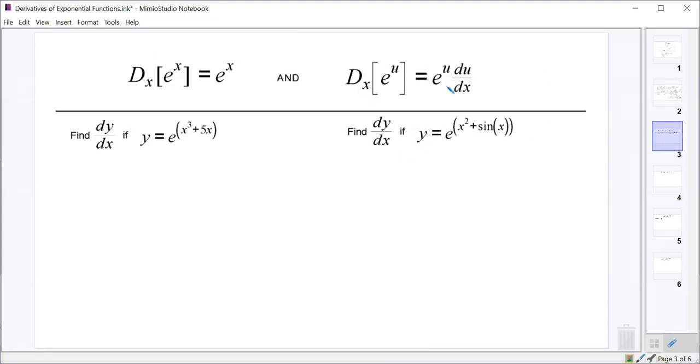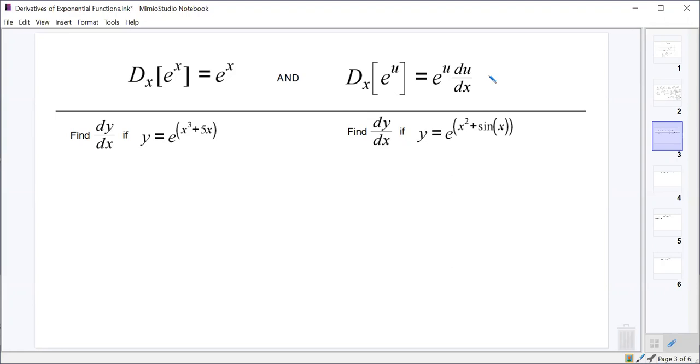All right. So the derivative with respect to x of e to the x is e to the x. If we were to try to take the derivative of e to the u, so e to some function, this is just the chain rule. We can apply the chain rule into this. The derivative of e to the u is just e to the u times the derivative of that exponent, du dx.